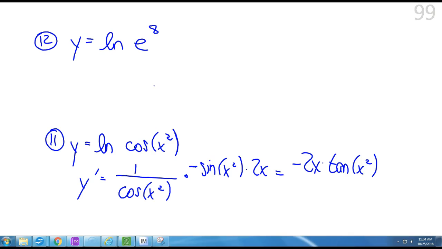What do you do with ln and e's? They cancel, right? So doesn't that just say y equals 8? What's the derivative of y equals 8? 0. You could do it the other way. Do you want me to do it?